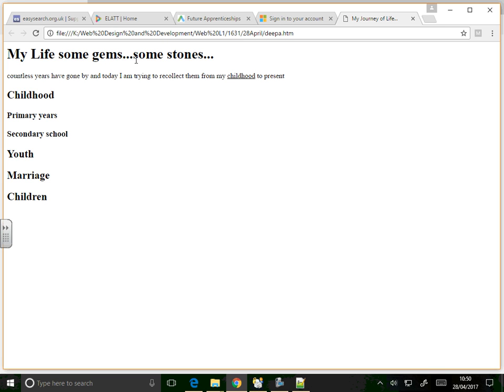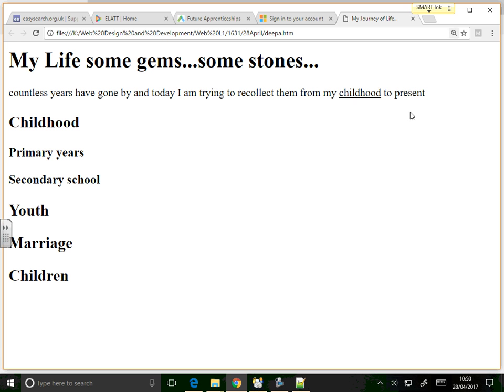Now my life, some gems, some stones is my heading. This is H1. This is a paragraph. That's H2. Is that right? And that's H2 as well, isn't it? So youth, marriage and children were H2s. Primary year is an H3. And can you see the word childhood which is underlined? Yeah, the word childhood is underlined there. Is that okay? So there is a tag U for underlining. Yeah. And H2 and H3 are just for subheadings. You just need to know.